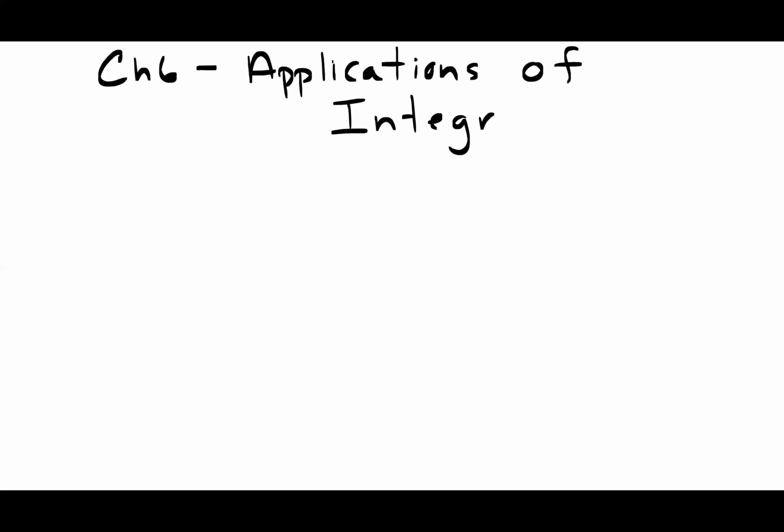So, class, where are we at? We are in chapter 6. It's called the applications of integration, just like chapter 4, I think. Yeah, 4 was applications of derivatives, right? So, where are we headed with this first one? We're eventually headed to three-dimensional stuff. But for now, we'll do 2 dimensions.